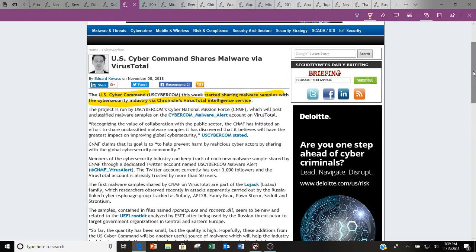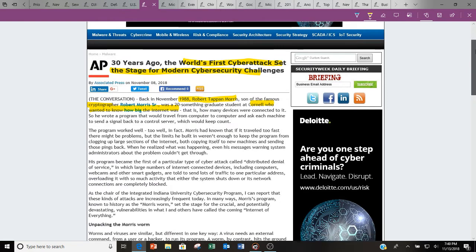U.S. Cyber Command has started sharing malware samples with the cybersecurity industry, which is a good step of the federal government giving information to the cybersecurity firms to help protect everyone against them, not just the federal government.